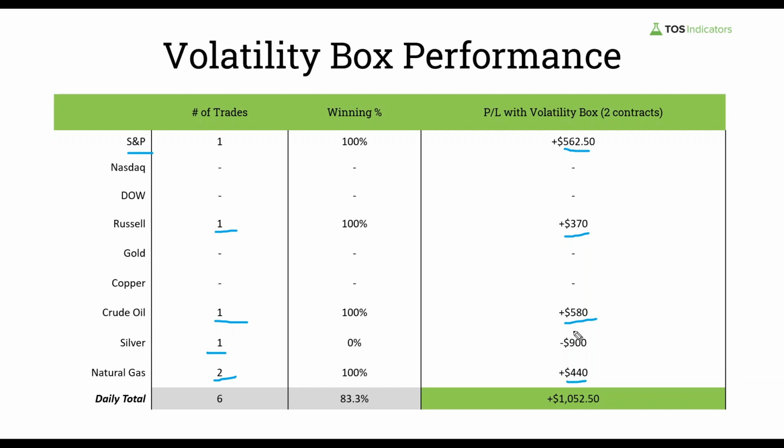And then we had one loser in silver, which was a fairly large loser, which ate away into some of our profits, and that was minus 900. And this was before we even sent out that morning email, which is what really dictated, I think, the models that we use for the rest of the day.